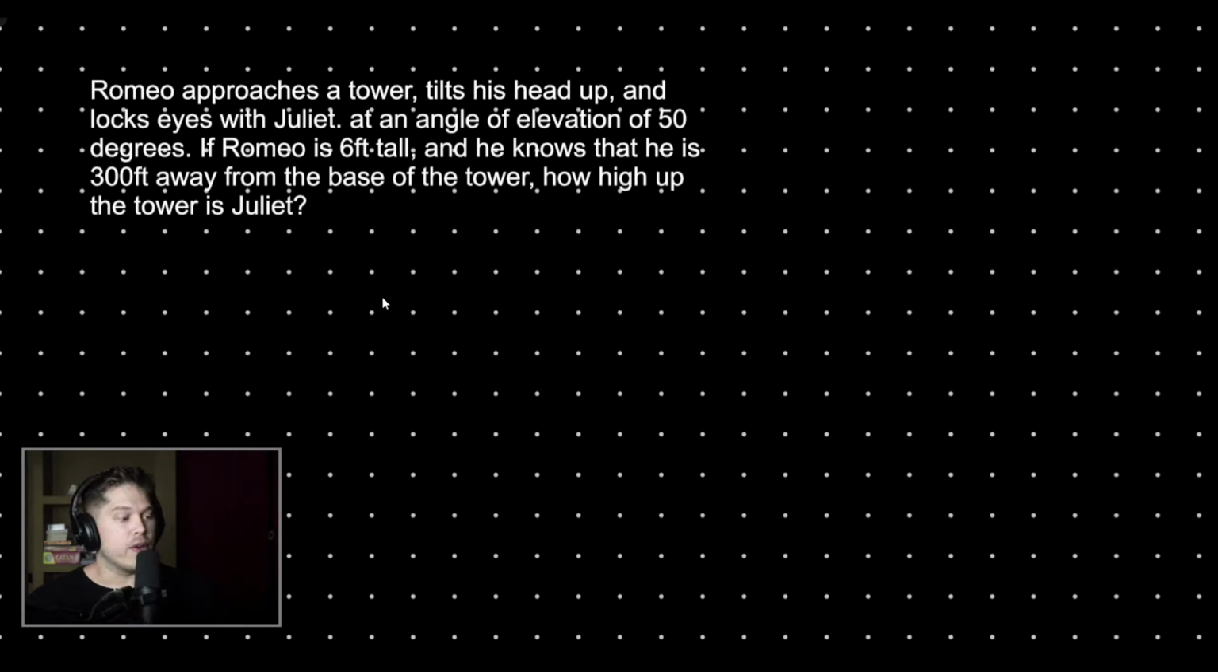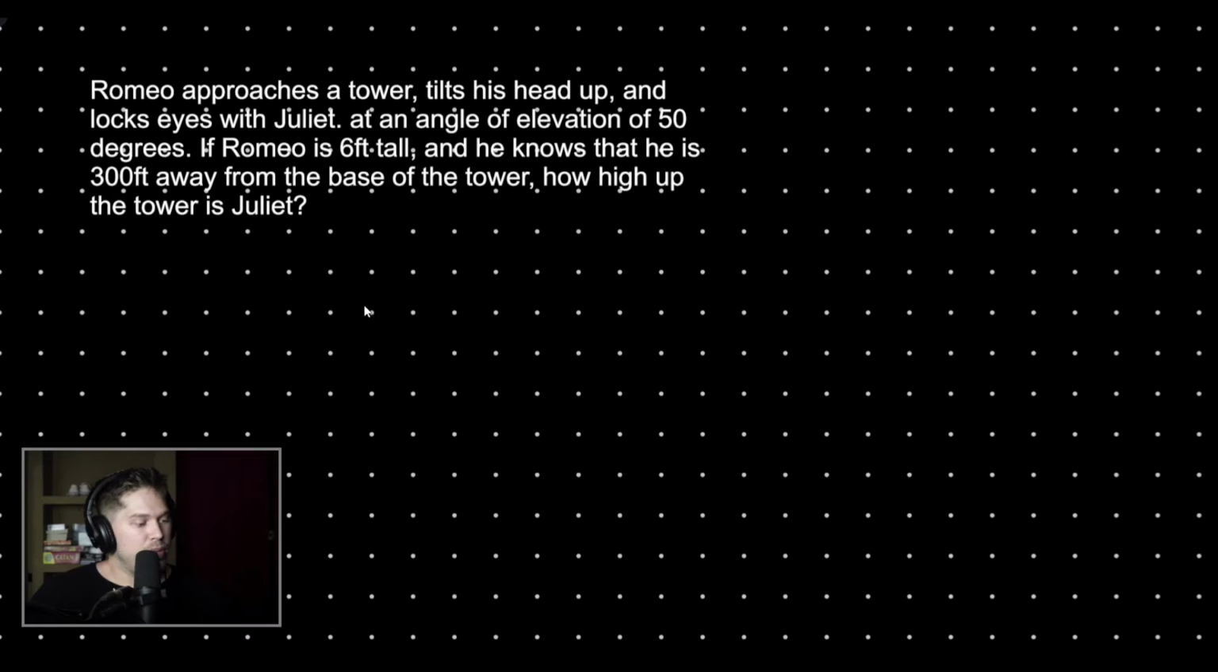Romeo approaches a tower, tilts his head up, and locks eyes with Juliet at an angle of elevation of 50 degrees. If Romeo is 6 foot tall and he knows that he is 300 feet away from the base of the tower, how high up the tower is Juliet?